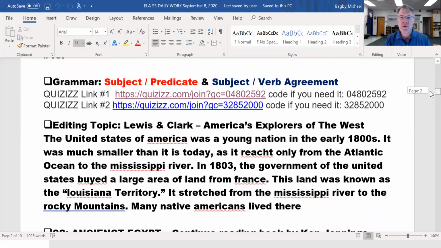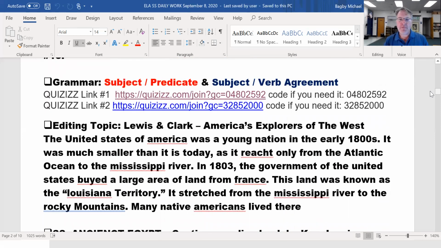New topic, Gregor Mendel wrapped up last week. Today it's Lewis and Clark, America's Explorers to the West. The United States of America was a young nation in the early 1800s. It was much smaller than it is today, as it reached only from the Atlantic Ocean to the Mississippi River. In 1803, the government of the United States bought a large area of land from France. This land was known as the Louisiana Territory. It stretched from the Mississippi River to the Rocky Mountains. Many Native Americans lived there.